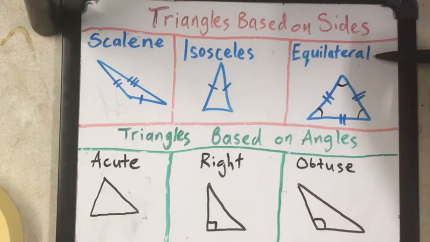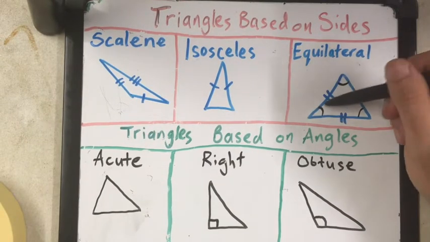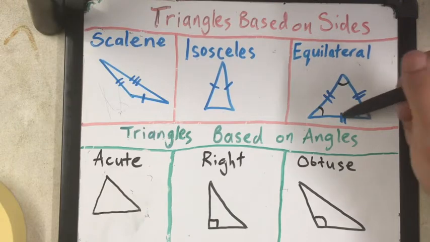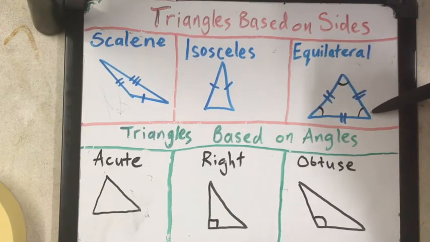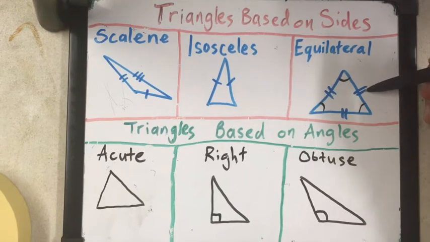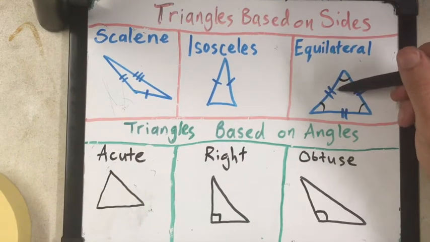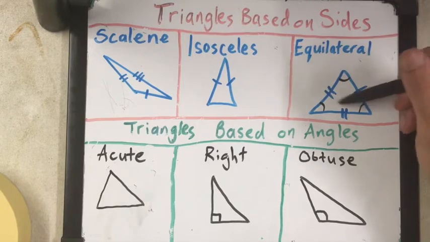The equilateral triangle, it's got all three sides there. They're exactly the same length. Now this may not be a perfect representation, but you can see that two marks on each side indicate that they should be the same length.